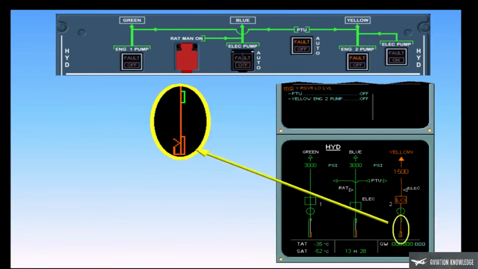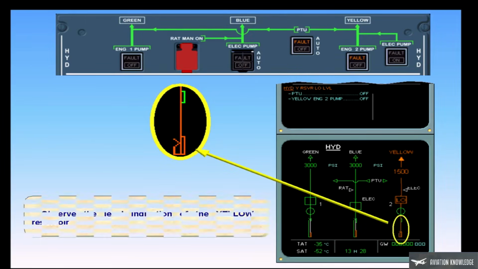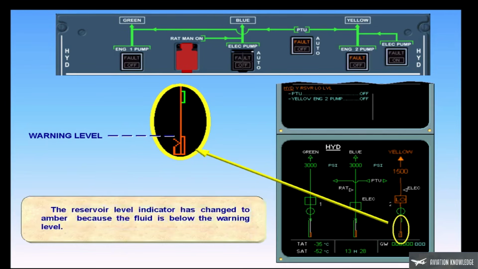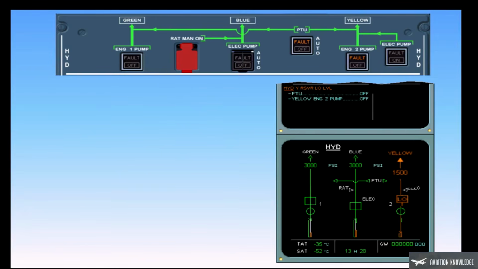Observe the level indication of the yellow reservoir. The reservoir level indicator has changed to amber because the fluid is below the warning level. Perform the first ECAM action. Switch off the PTU.